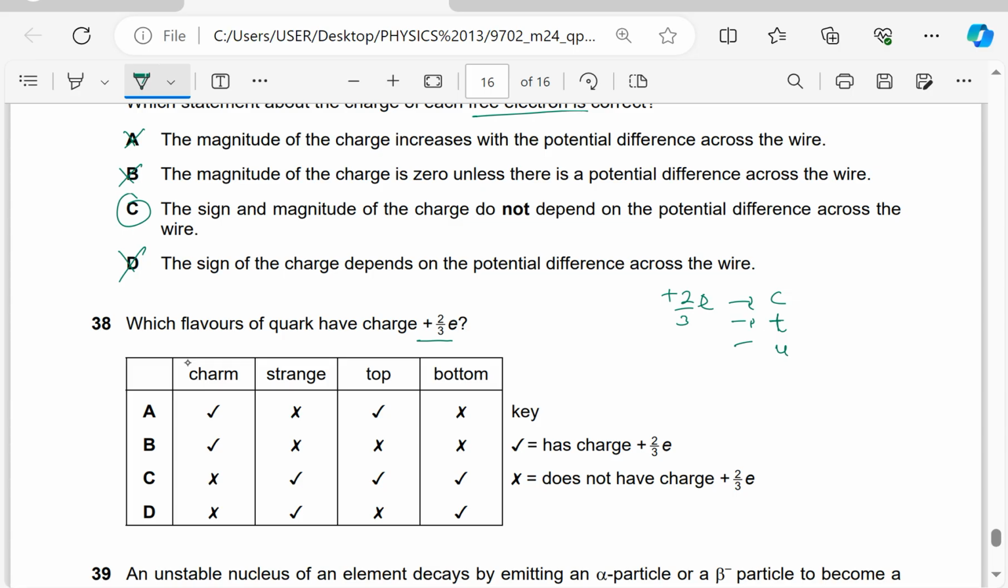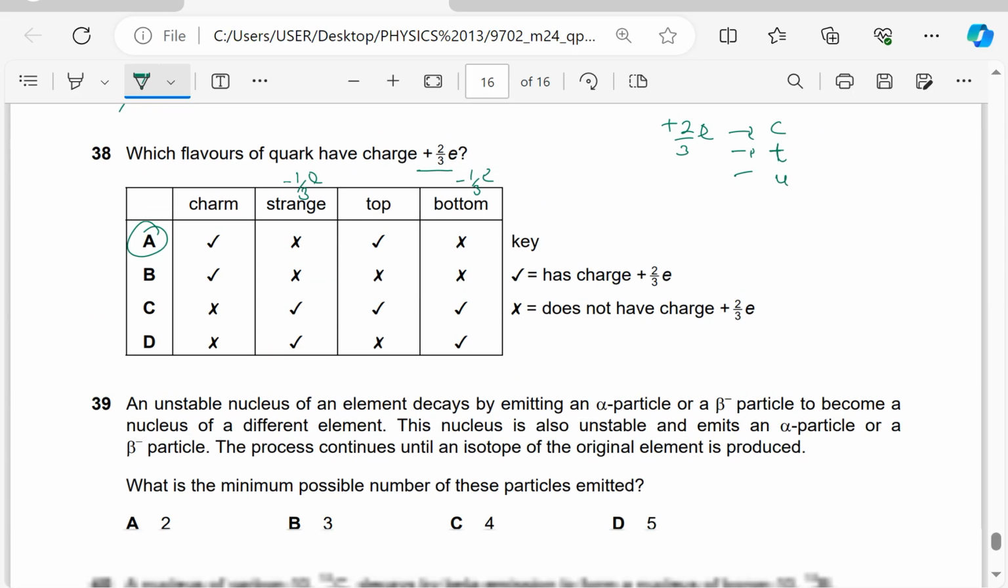So let's say charm, correct. Top, correct. Bottom, no. That means number 38, our answer is going to be A. Charm has positive 2 over 3e. Strange has negative 1 over 3e. Bottom has negative 1 over 3e. So the answer is A.